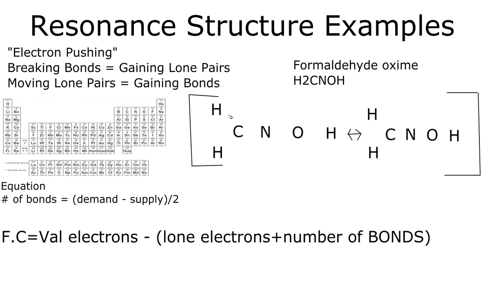Okay, so we have our atoms already laid out, but we need to know how many bonds our molecule should contain. So this is where this equation comes in. The number of bonds equals the demand minus the supply all over 2. So what is our demand?